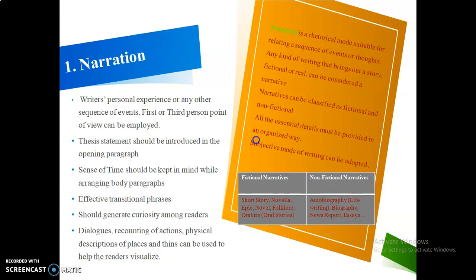You know the difference between autobiography and biography, right? Autobiography is a life story written by the same person, whereas biography is a life story of another person written by another person. Okay.